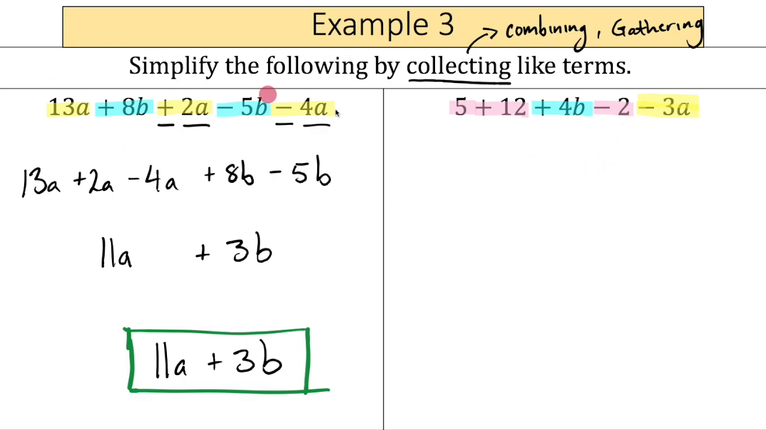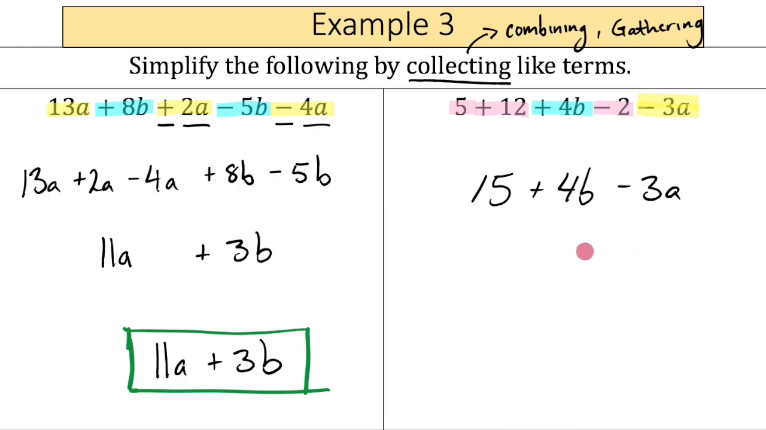So what I can do is go, I know that 5 plus 12 is 17, and 17 minus 2, that's 15. So what I've done is I've gathered together the constants, and then I just need to leave these as they are. So plus 4b minus 3a, there's nothing I can do with those. I simply need to leave it like this.